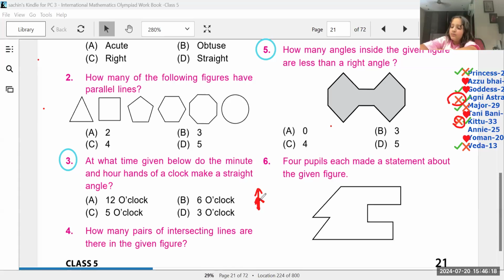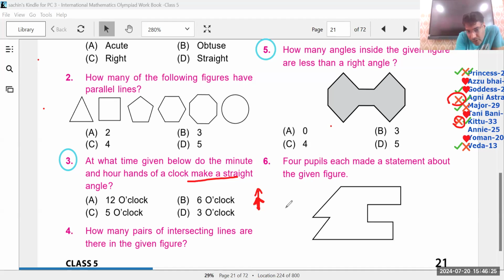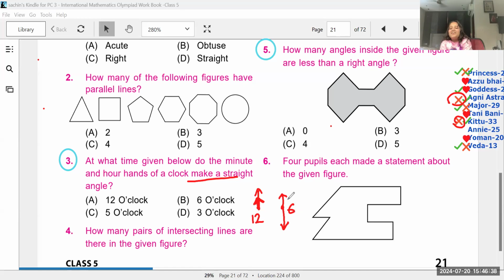Sir, 0. Beta, 0 means 12 o'clock. Make a straight angle. No, sir. For the first one, I sent 12. Beta, it should be 6 o'clock. This is 12. This is 6. Isn't it? Sir, I misread the question. Beta, do I have to teach you guys how to read a watch? No, sir.